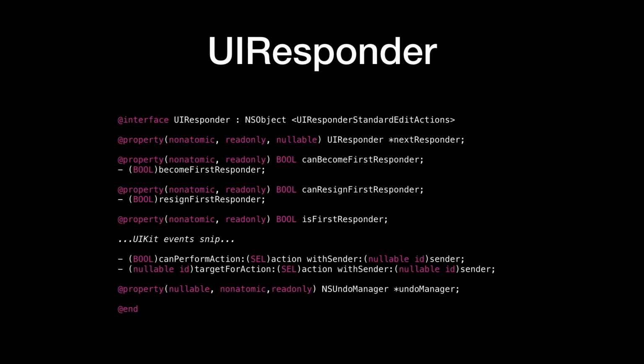where you get an opportunity to say, yes, I respond to that action, or no, send it to my next responder. And then in iOS 7, they added this target for action, where you can say, I may not respond to this given action, but here's an object that does. And that object will get the opportunity to respond to it. And then for all responders, you have an undo manager. So every action you can queue something up in the undo manager and then undo it if you need.